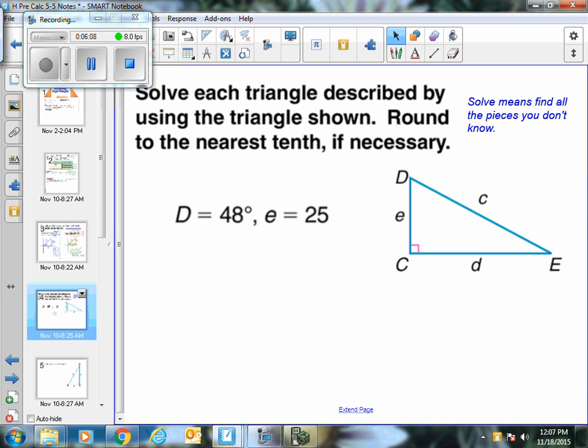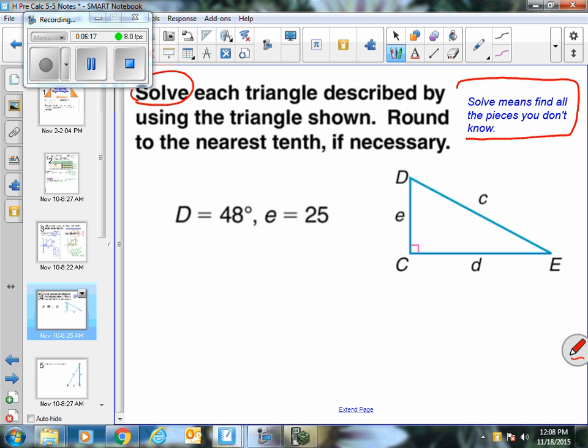Okay, well the other things that we're going to be doing is doing something called solving a triangle, being able to find the missing pieces. So when you see the word solve, it means find all the pieces that you don't know, sides, angles, whatever it might be. So I'm going to go ahead and put in the information that I have. So for here, angle D is 48 degrees. And side E is 25. So for this triangle, let's take a look and see the pieces I don't know. I don't know little d, I don't know little c, and I don't know angle E. So let's talk about how we could find those.